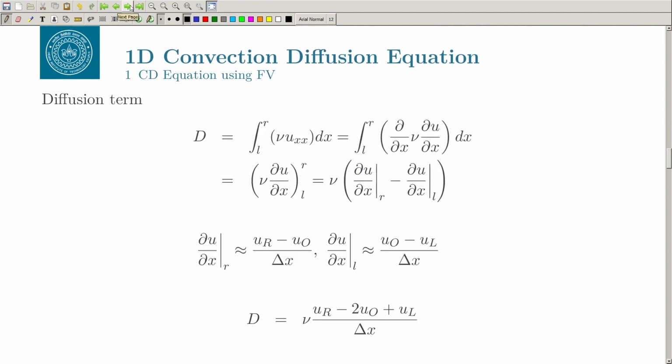Now, let us look at the diffusion term. Okay. So, as we have been discussing that if you go to a diffusion term or the viscous term in a general terminology, so you have to have the gradient also available at the faces, right. So, you can integrate it and finally, you will have the diffusion term which is basically nu del u by del x r minus del u by del x L. Okay. Now, use a very simple central differencing approach here.